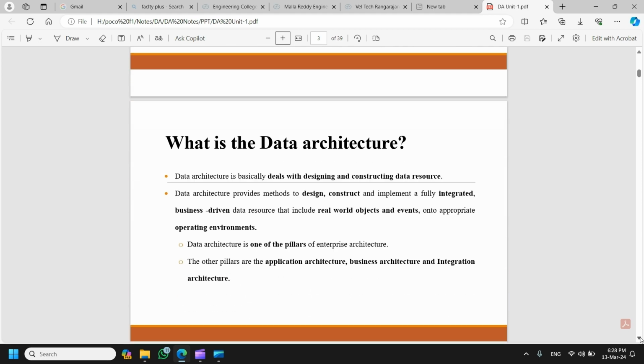What is data architecture? Data architecture basically deals with designing and constructing data resources. It provides the design, construction, and implementation of fully integrated, business-driven data, relating real-world objects and events to the appropriate operating environment. Data architecture is one of the pillars of enterprise architecture. The other pillars are application architecture, business architecture, and integration architecture.